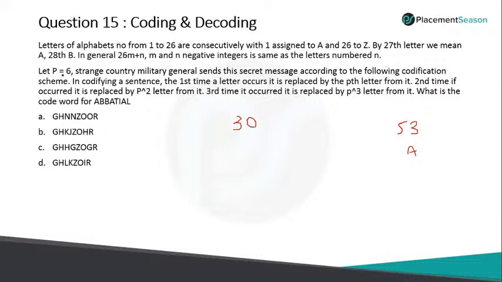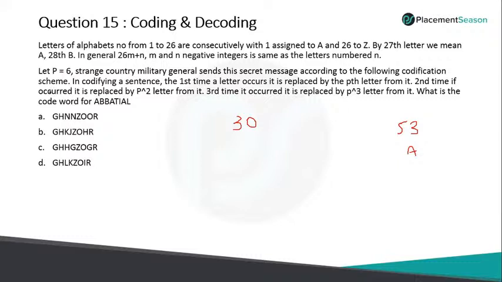Let P is equal to 6. A strange country's military general sends this secret message according to the following quantification scheme. In quantifying a sentence, the first time a letter occurs, it is replaced by the pth letter. So P is nothing but 6 here. So 6th letter from it. The letter is replaced by the 6th letter from it.